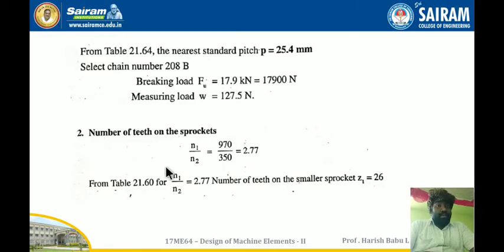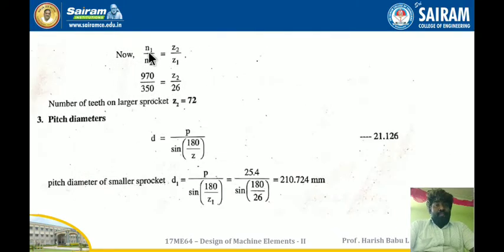So if you go for table 21.60 for N1 by N2, that is a ratio of 2.77, the number of teeth on a smaller sprocket should be equal to 26. That is Z1 is equal to 26 teeth. Now N1 by N2 is equal to Z2 by Z1. We know that. So I have to find out Z2. So I'm going to get Z2 as 72 teeth. So number of teeth on the larger sprocket will be 72.